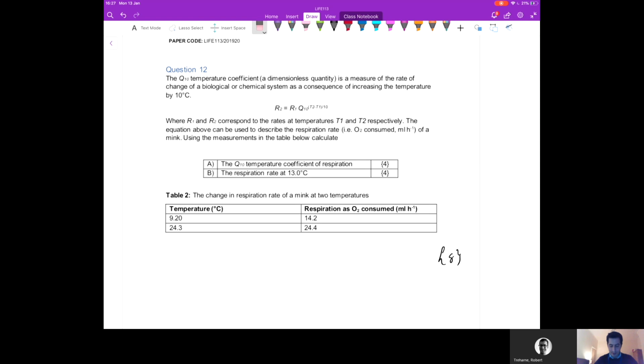Using the measurements in the table below, table 2, calculate A, the Q10 coefficient for 4 marks, and B, the respiration rate at 13 degrees for another 4 marks. Okay, let me get my notes up.